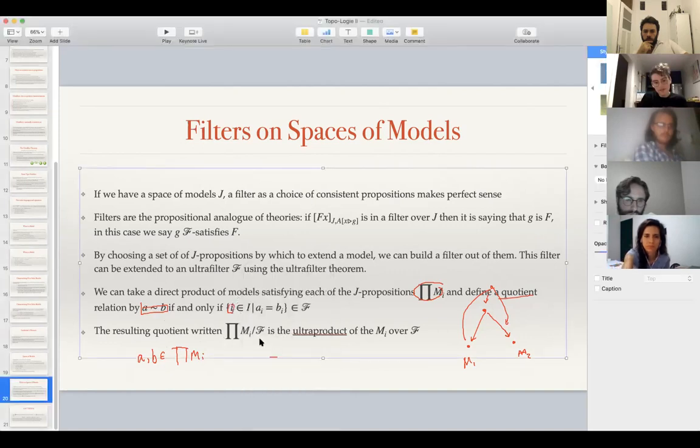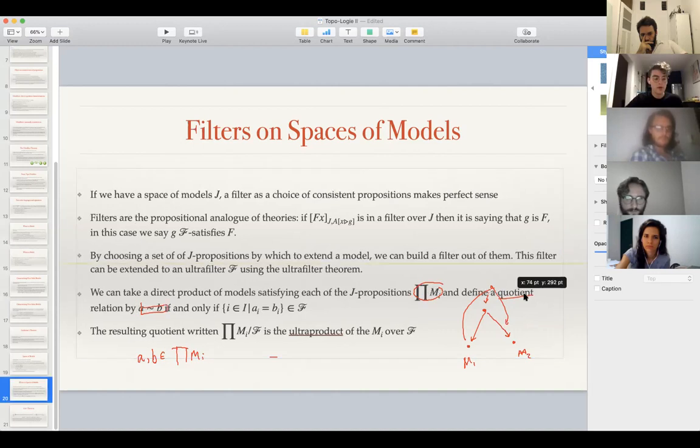So the important thing is it's over an index set. All these models, I deleted everything. Oops. All these models are over an index set. And the filter itself is actually over, in the sense that A is going to be equivalent to B if and only if the set of indices where they agree is in the filter. So what this is doing is it's defining a quotient, okay?